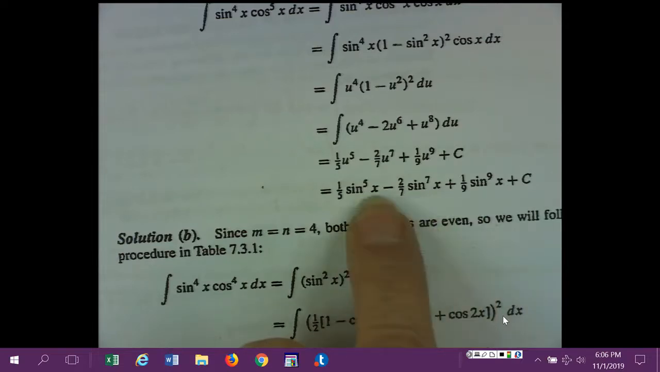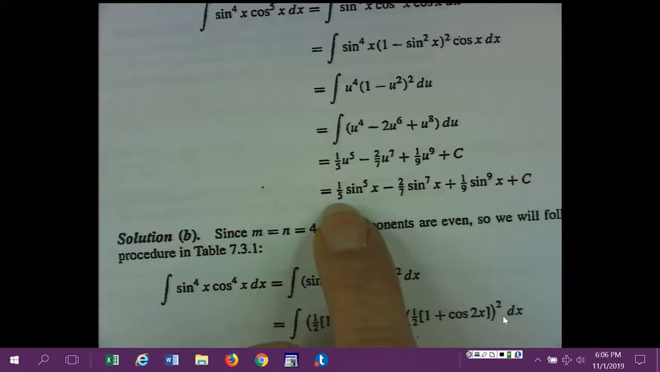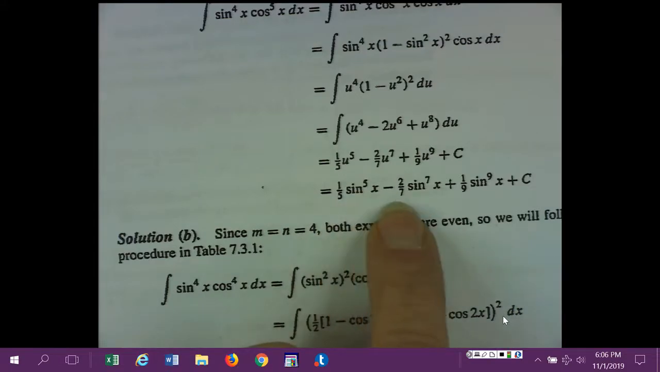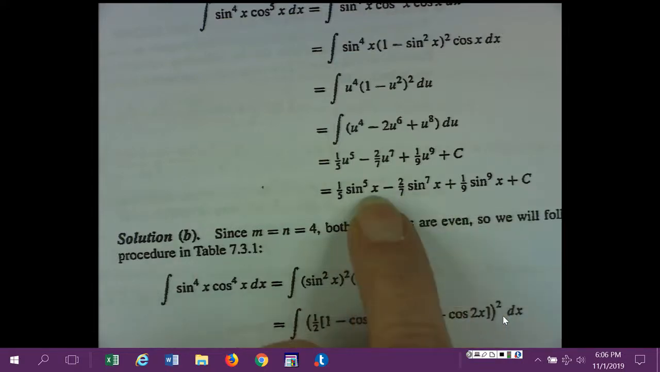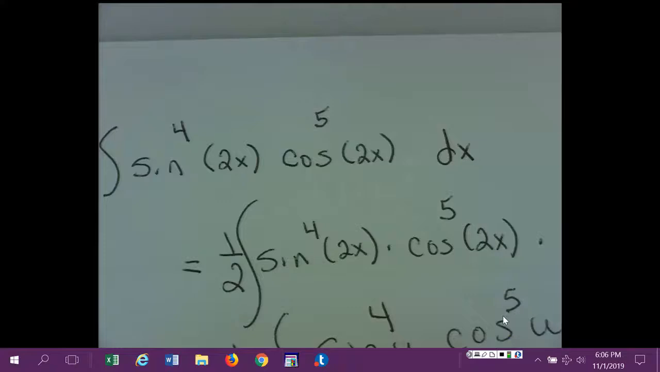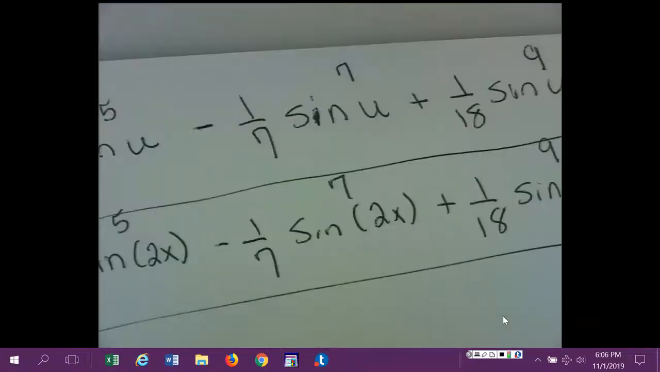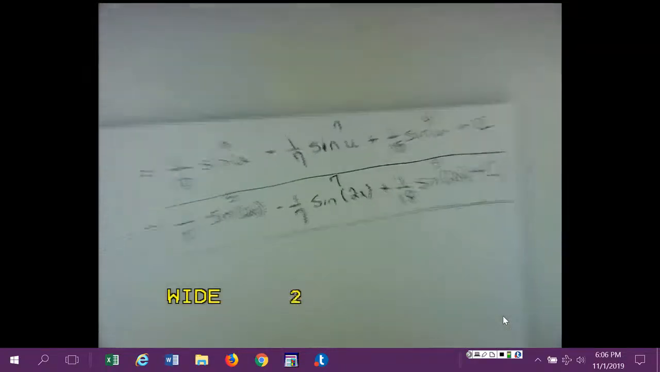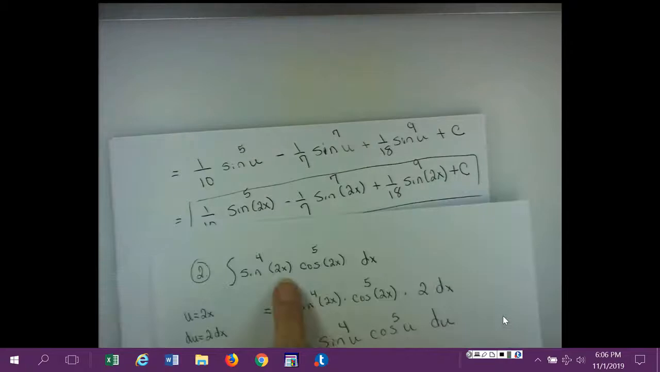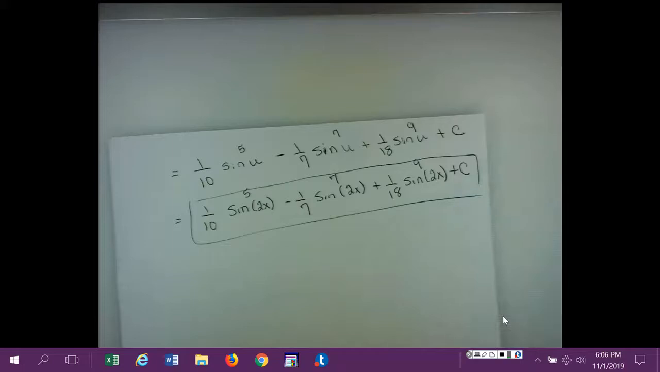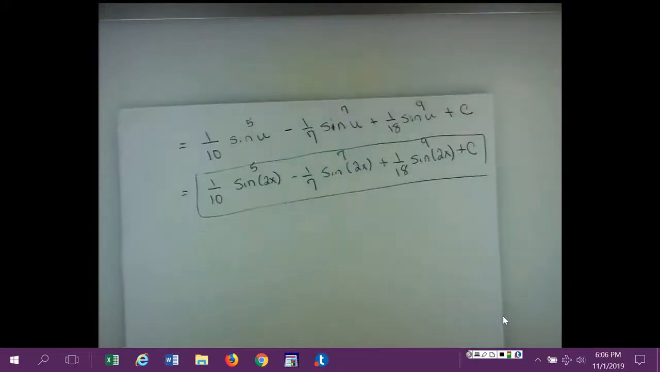But if you're thinking about my result, I have to multiply all of these coefficients by 1/2. So that's 1 over 10. That becomes minus 1 over 7, and that becomes positive 1 over 18. And all of these arguments, x, would be 2x. So I am correct in my final answer. I made my problem a little bit more complicated, which required u sub twice. Okay, that was the second problem.